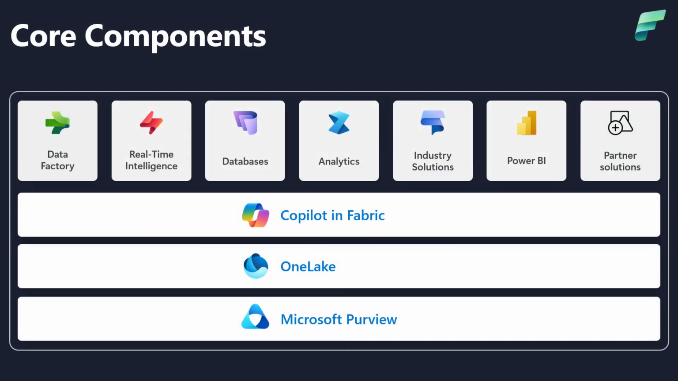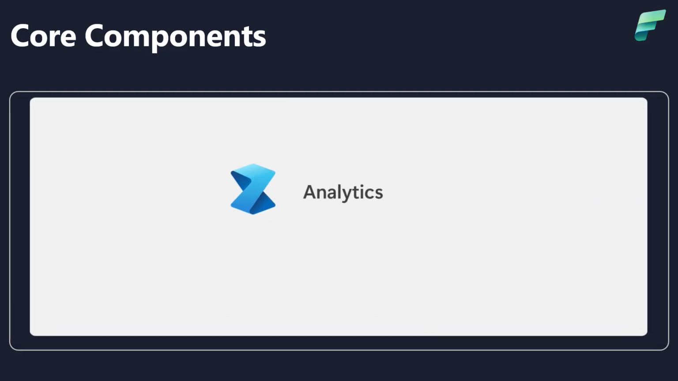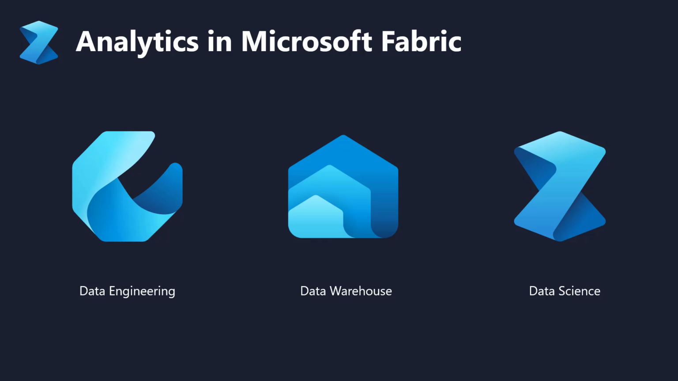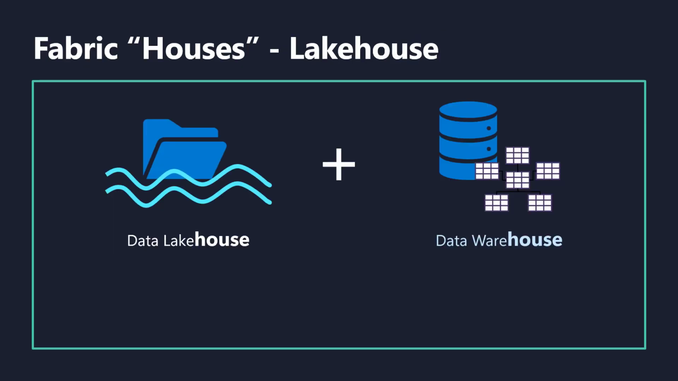The next component we are going to examine is the biggest one in Fabric. It's called Analytics. So let's first examine what belongs to Analytics. There are three different workloads in Analytics: data engineering, data warehouse, and data science. So let's kick it off by understanding the characteristics of two houses in Fabric: data lakehouse and data warehouse.